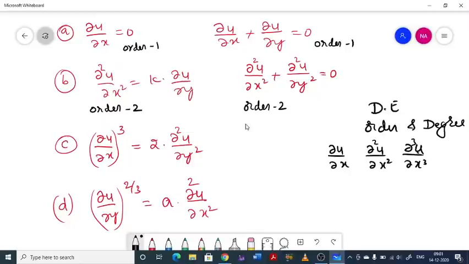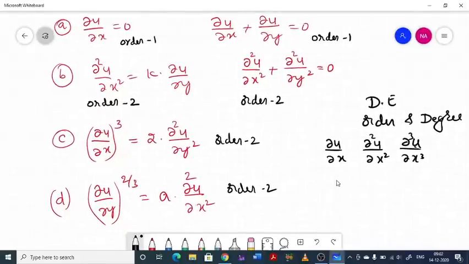Now come to this. See, here you have whole cube. That is actually the degree, not the order. We are differentiating only once, and then multiplying it 3 times. So the order of this term is 1, but the order of this term is 2. So the order of this equation itself will be 2. Come to this, the order of this term is 1, the order of this term is 2, so the order of this equation will be 2. So that is about order.